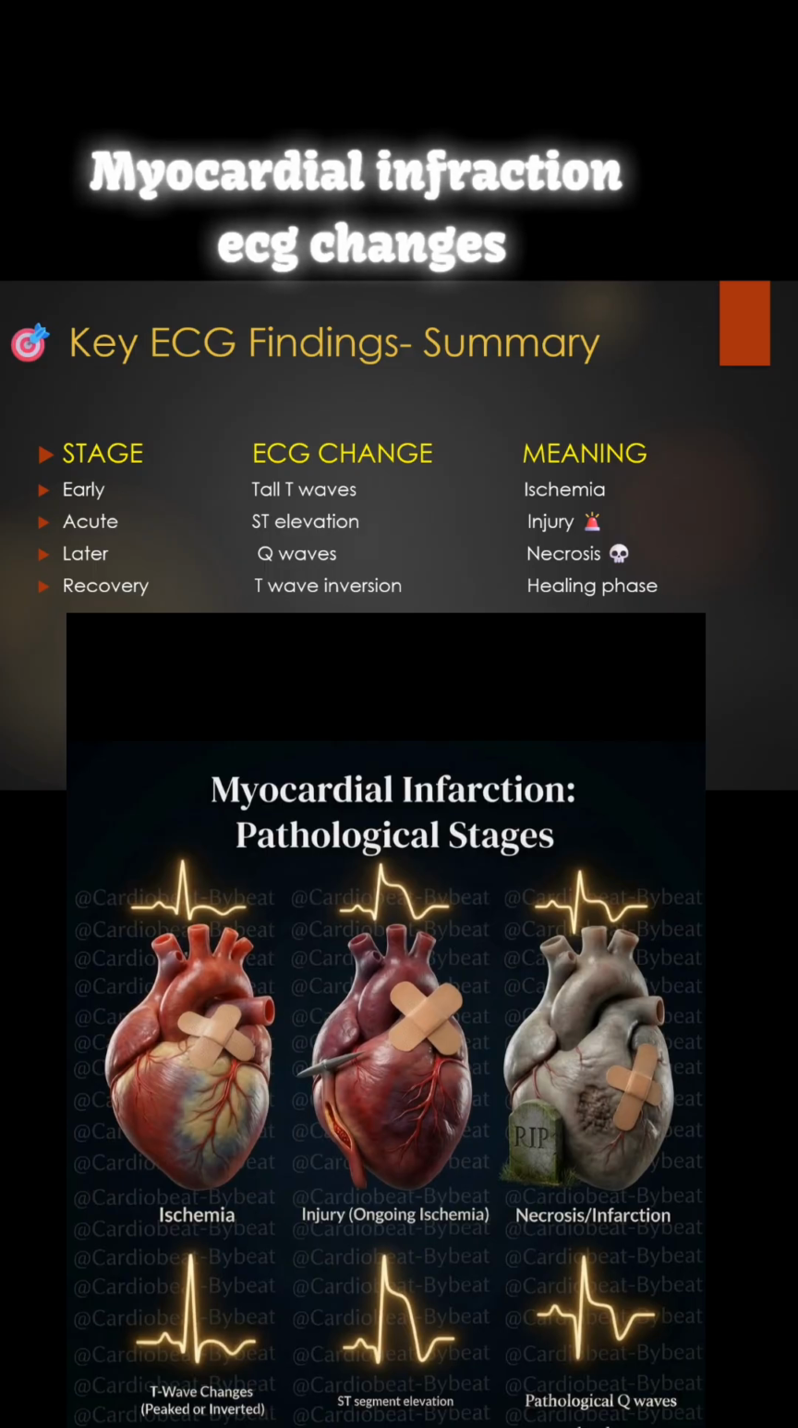And the key ECG findings, how we can remember: if the stage is early, there are tall T waves, and this means ischemia is present. The next one is the acute phase, where the ST segment elevation happens because of the injury to the myocardial muscles. The next phase is the later phase, where Q waves are present in the ECG. This indicates there is necrosis of the particular myocardial muscle. And the next phase is the recovery phase, where we can see the T wave inversion, and it is a healing phase. It is present from hours till days.